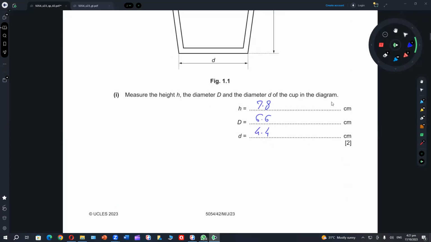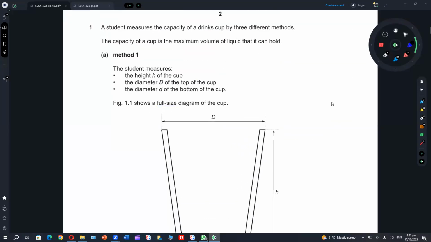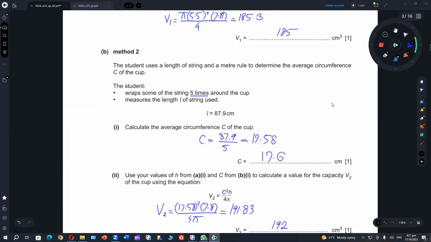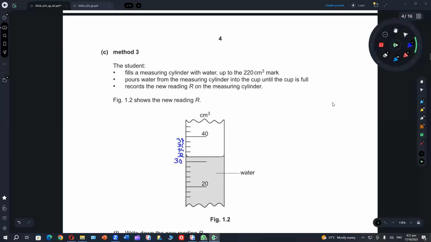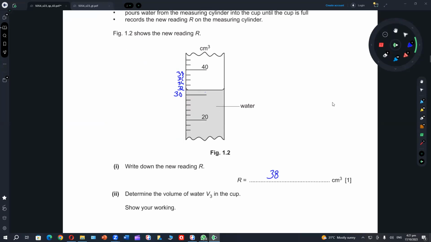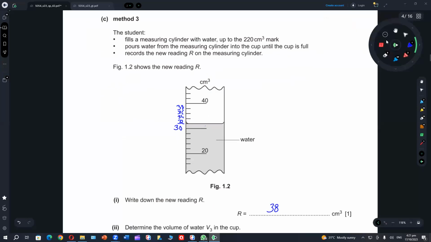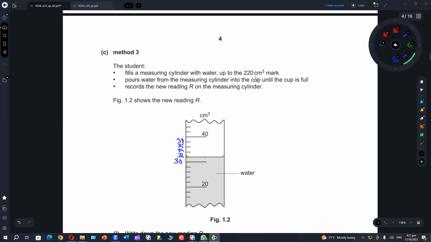They have given us the volume 220, so we subtracted 32 from it. 220 minus 32. Fills the measuring cylinder with water up to 220, pours water from the measuring cylinder into the cup until the cup is full. Okay, right, very good. So it means it was originally 220. Yes. Now it's 188.